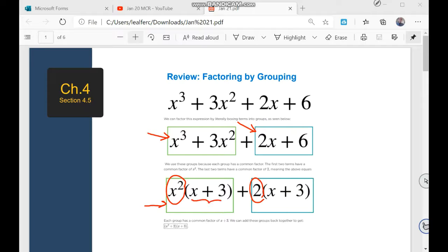The next step here is to check the resulting binomial, because you're gonna have a greatest common factor multiplied by a binomial. Check if the binomial is the same, because if it is, you can factor out the binomial. And the result here is going to be x squared plus 2 multiplied by the common binomial, x plus 3. This is a quick review from yesterday.